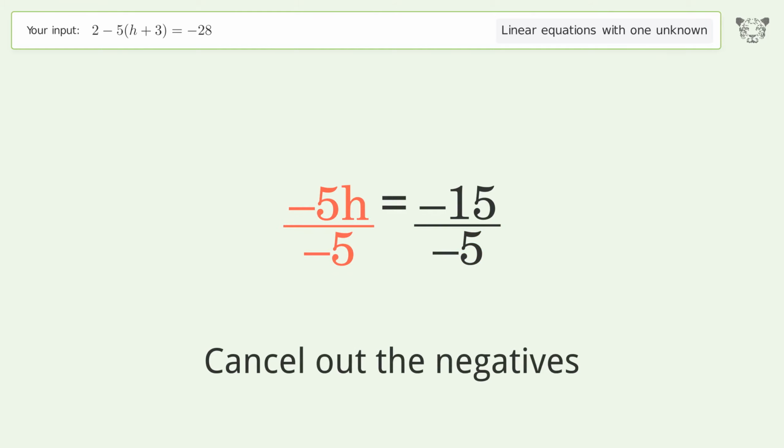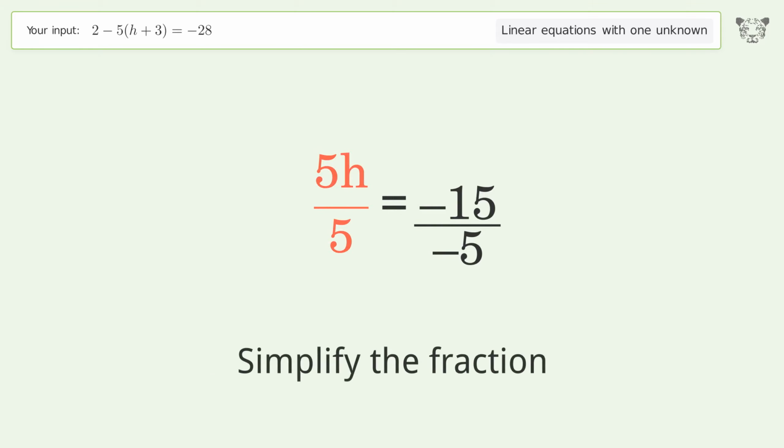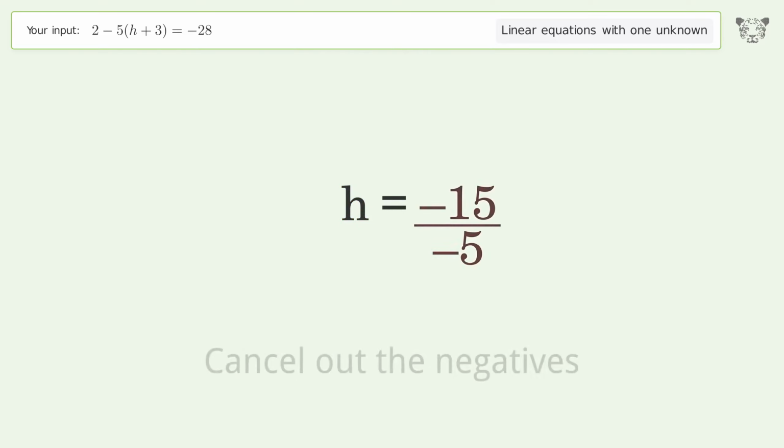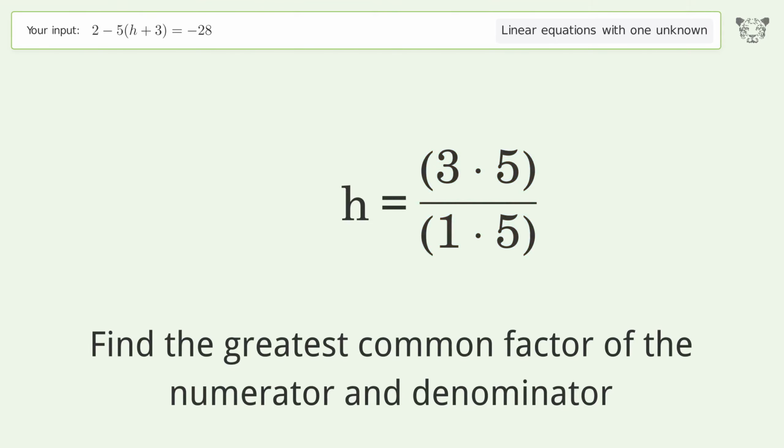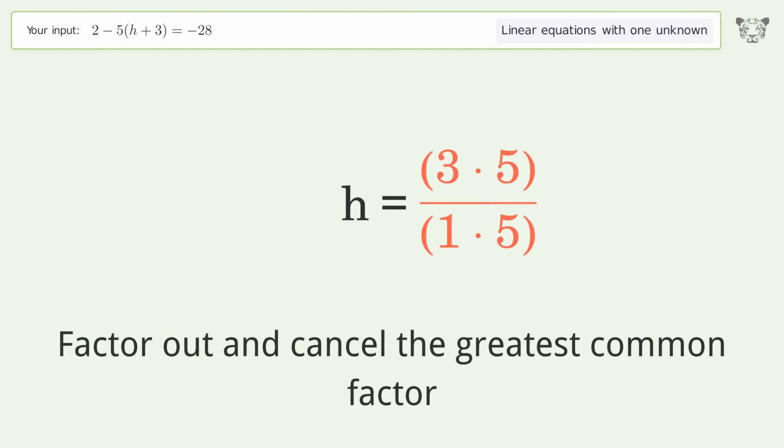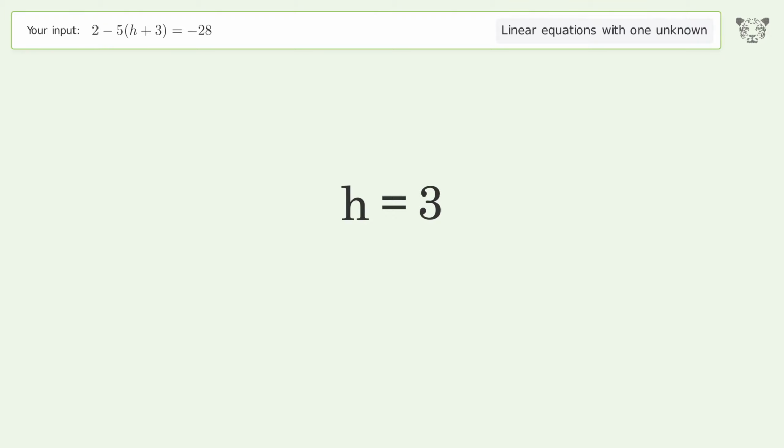Cancel out the negatives. Simplify the fraction. Cancel out the negatives. Find the greatest common factor of the numerator and denominator. Factor out and cancel the greatest common factor. And so the final result is h=3.